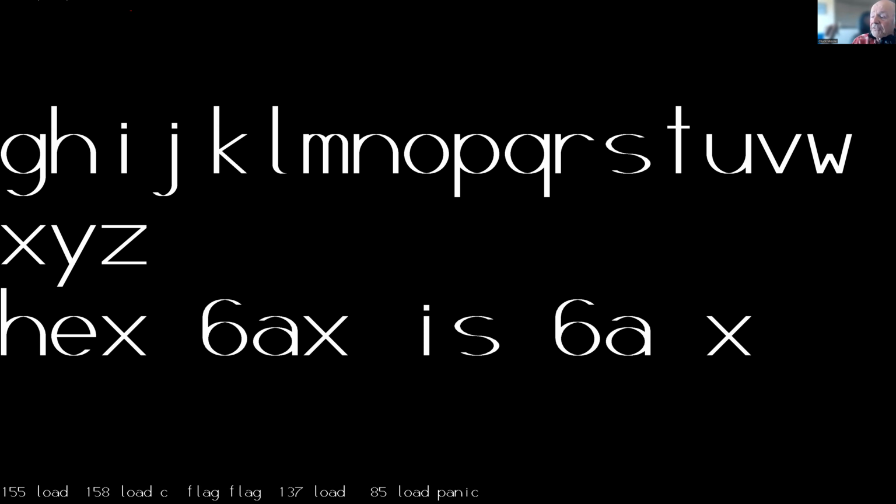Here's the rest of the alphabet, G through Z. So when you're searching a word, your stopper is Z. And if you have the hex word 6AX, it is parsed into 6A and X. Again, the concealed space.